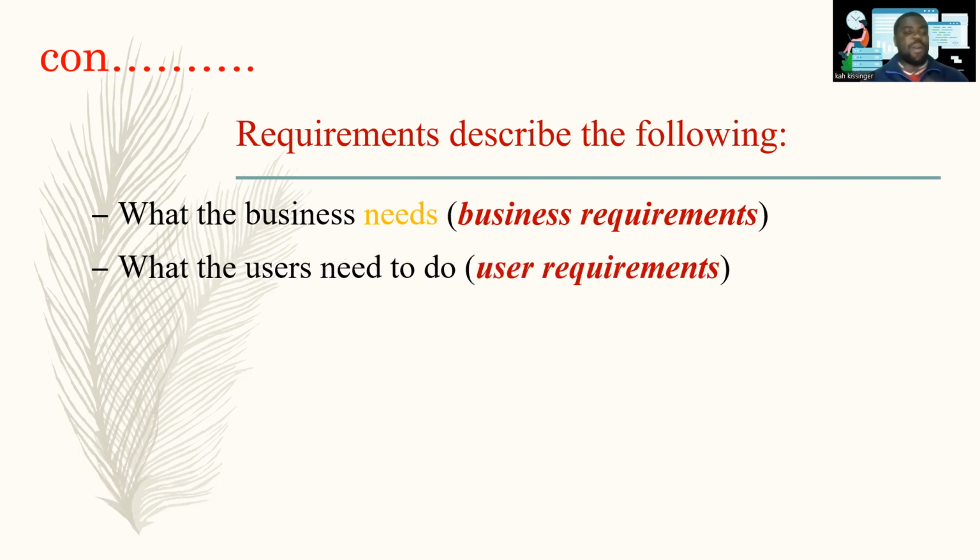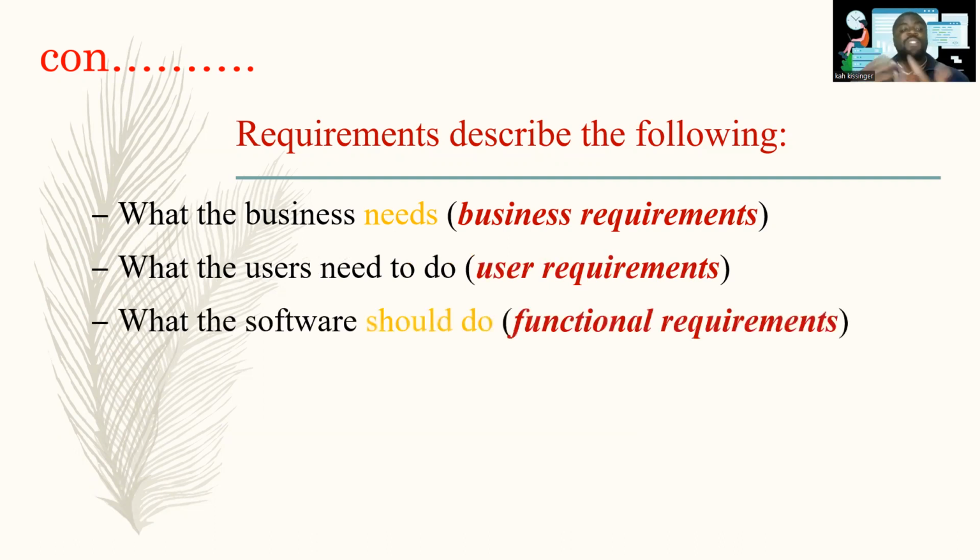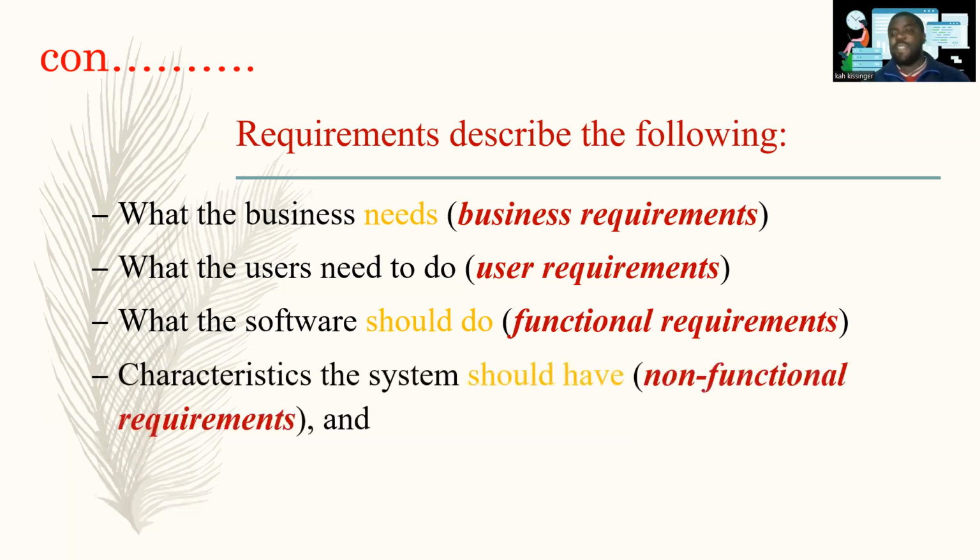They have the user requirement, what the users need to do. You have the software, the functional requirement, what the software should do. If the software is not able to do this, then the software is a bad software. Then now you can have a criteria to judge the quality of the software. What must the software do? Functional requirement. What characteristics does the system need to have? That is a non-functional requirement.